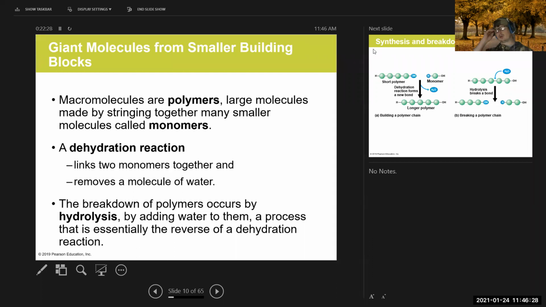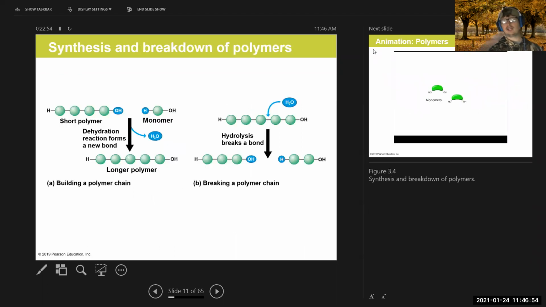And one of the ways I remember this is, in a dehydration reaction you lose water, you're dehydrated, and in hydrolysis you're hydrated, you are hydrolyzed, and so you gain water in that process. And then you just need to remember that losing water puts molecules together, gaining water breaks those molecules apart. So here is a figure showing both of those reactions.